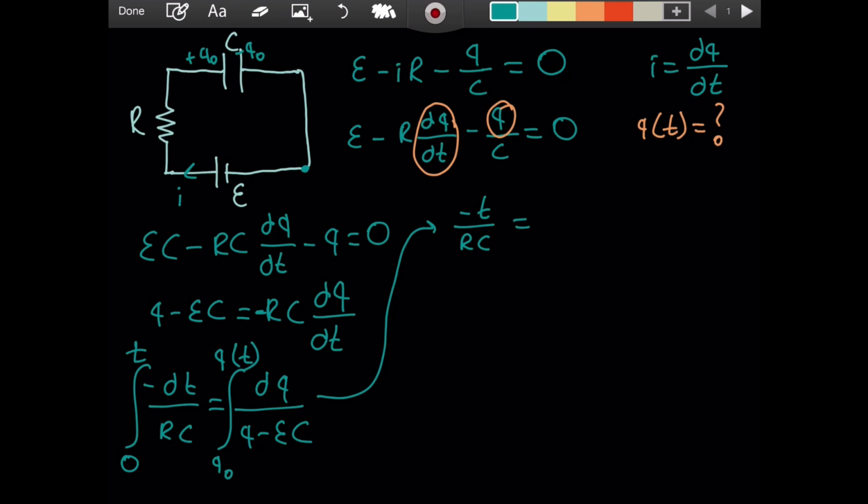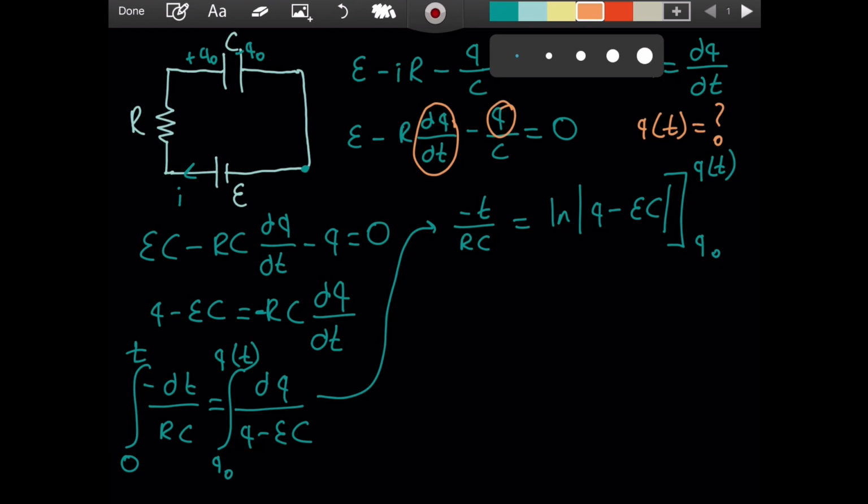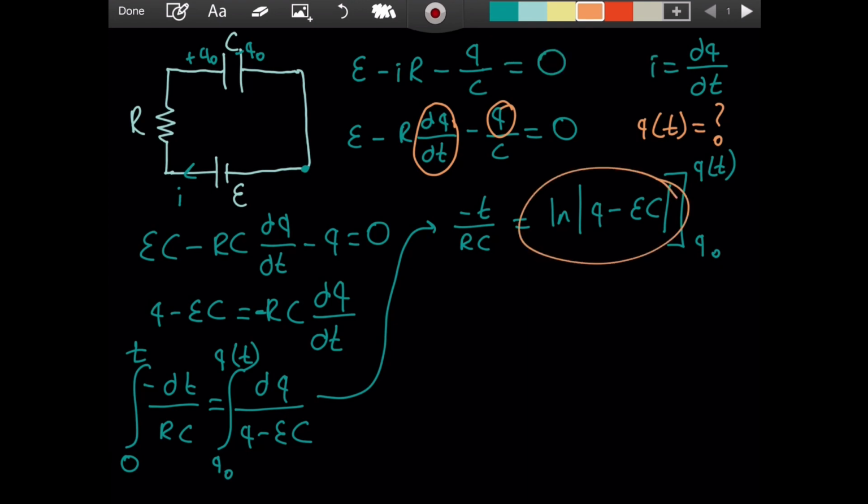This is going to be equal to, on the right, we will have ln, absolute value q minus epsilon c, and the boundaries. Now, maybe you are surprised that this is the result of the integral. And if you're not convinced, you can just take the derivative of this. What is the derivative of ln q minus epsilon c? It is just 1 over q minus epsilon c. So it is in fact correct. Okay?